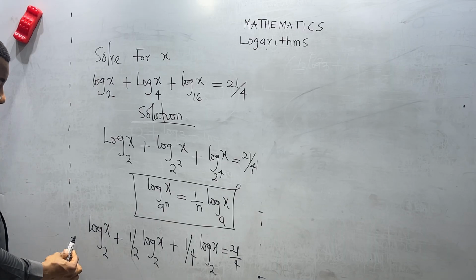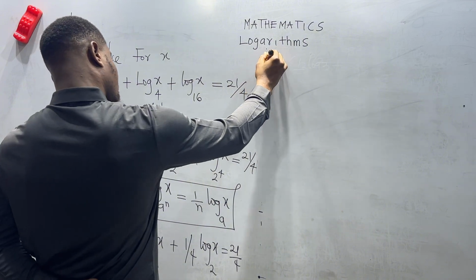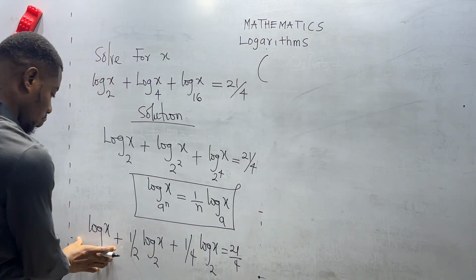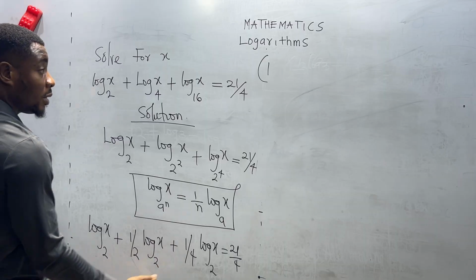Now, I can see clearly that log x base 2 is common. If I bring out log x base 2 from here, I'll be left with 1. If I bring out log x base 2 from here, I'll be left with a half.